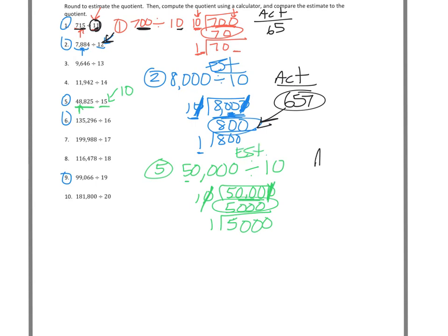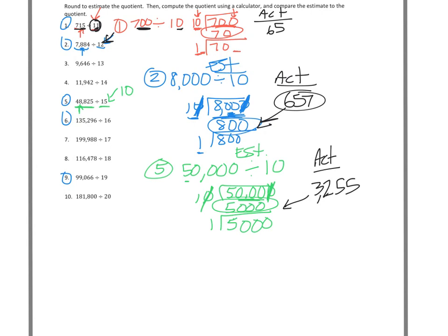And we're going to see that the actual for this, when you plug it into your calculator, 48,825 divided by 15, you actually get 3,255. So we're almost 1,800 away. We're 1,745 away. So we're starting to see a big difference in our estimate compared to 1 and 2.